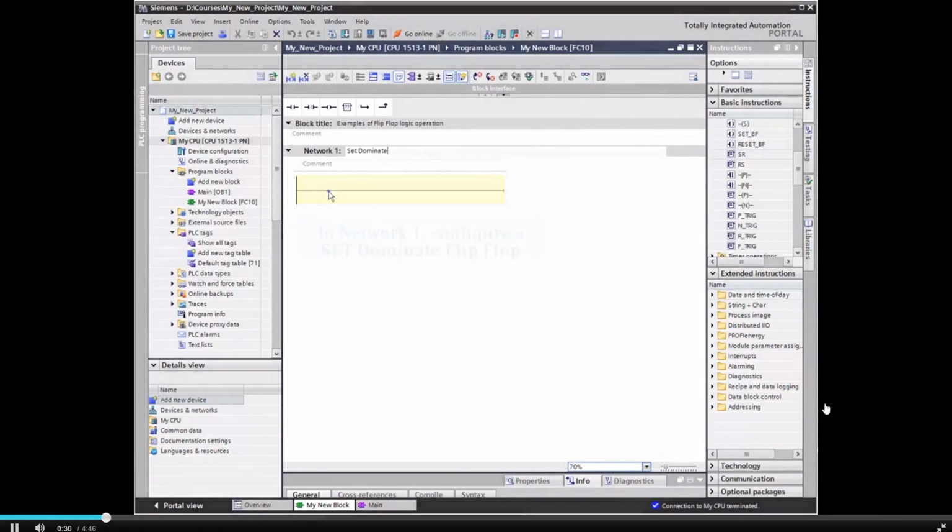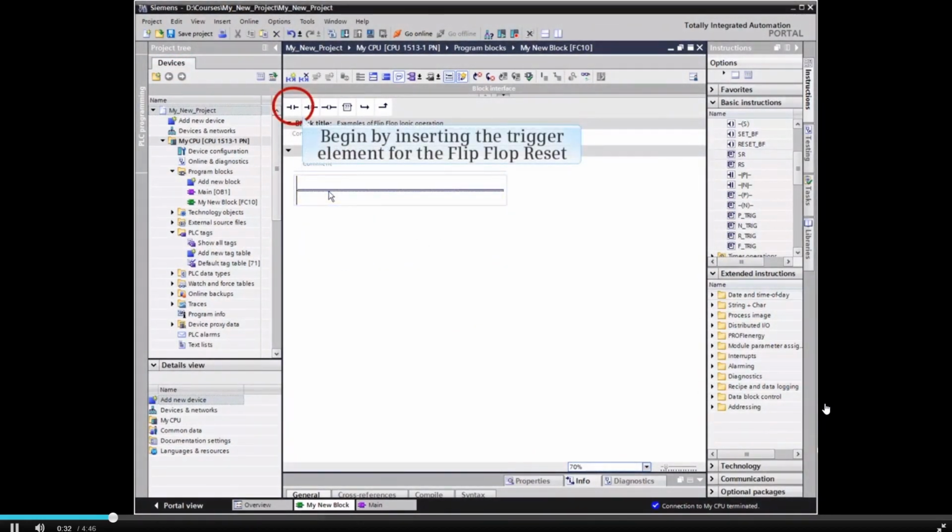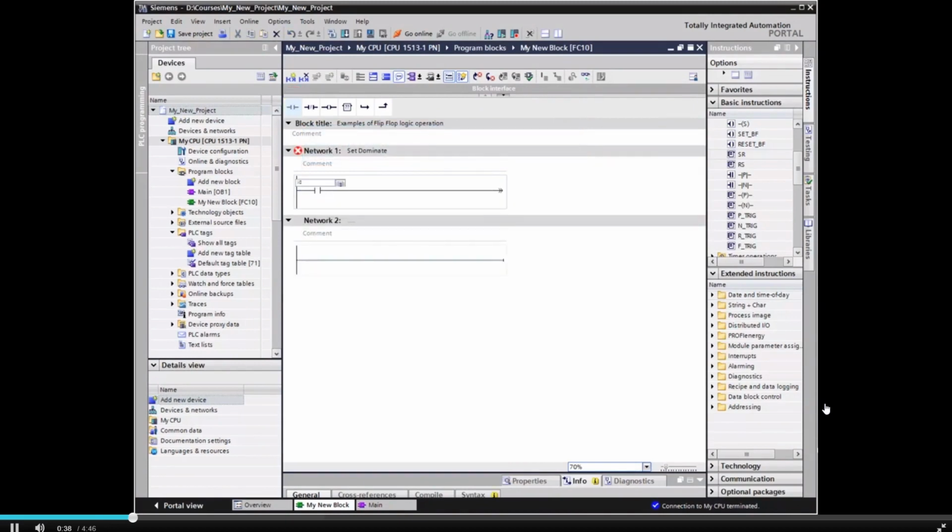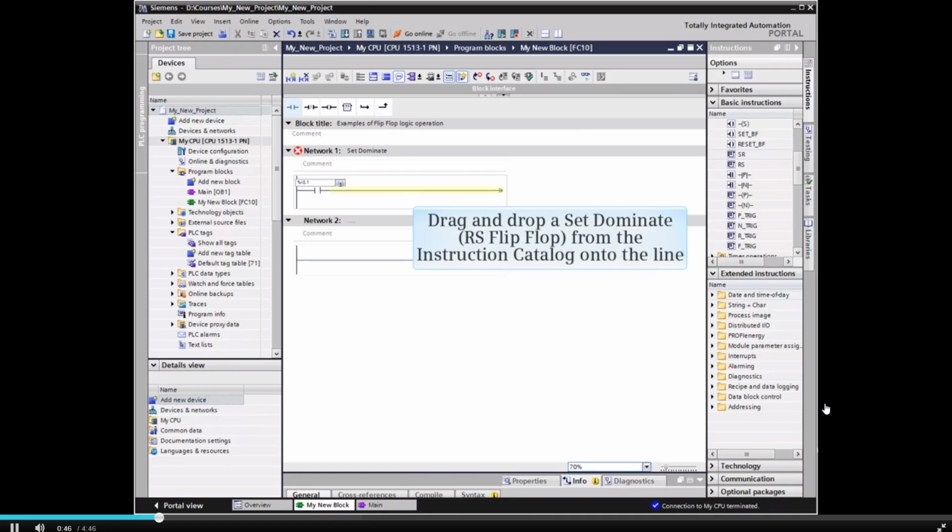project. We first insert the trigger element for the reset input of the RS flip-flop. We then drag and drop a set dominant, or RS, flip-flop from the instruction catalog onto the line behind the reset trigger element.